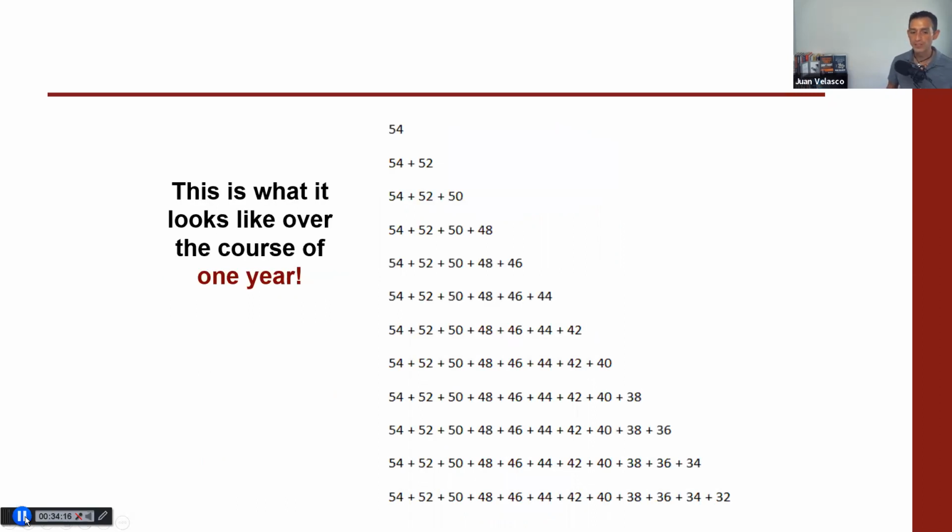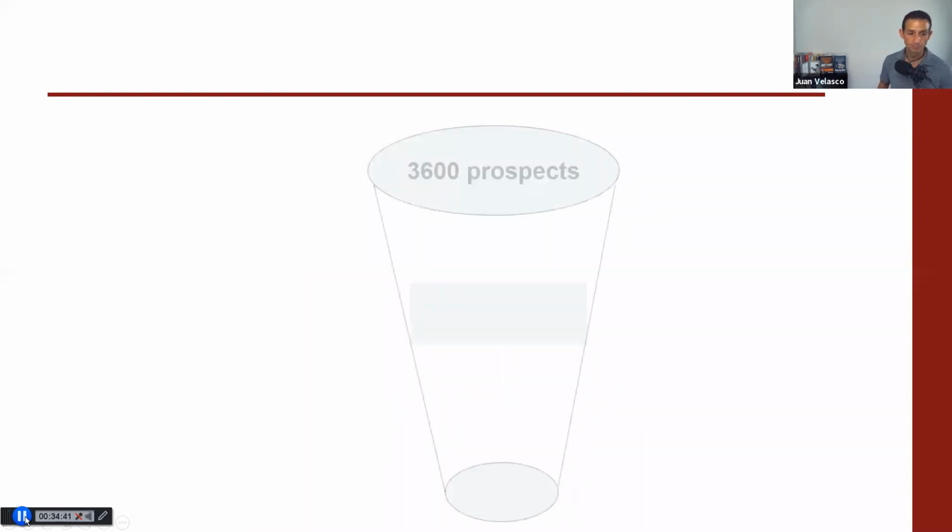Now, the cool part to see this, and I love this graph because it really shows the power of it. This is the way it looks over a year. It starts with 54, and then remember, 2 of them are becoming clients every month, and it just gradually keeps building up. This is how you really build your pipeline within your business. And with the drip campaign, again, you want to stay in contact with them, providing them value along the way.